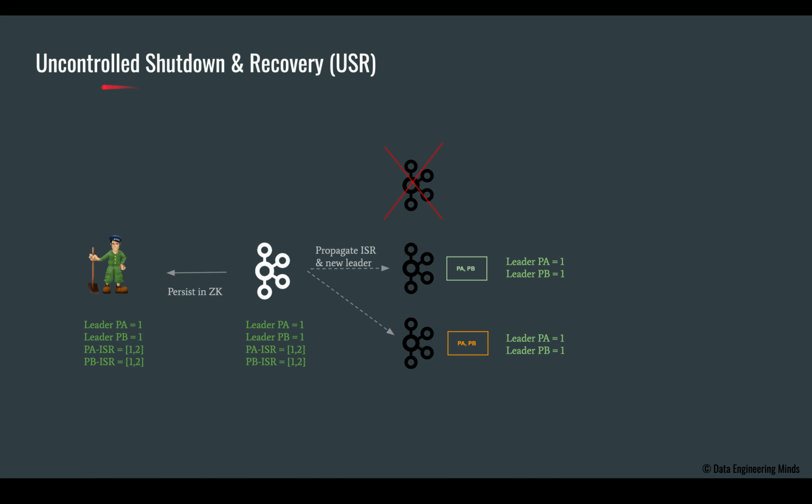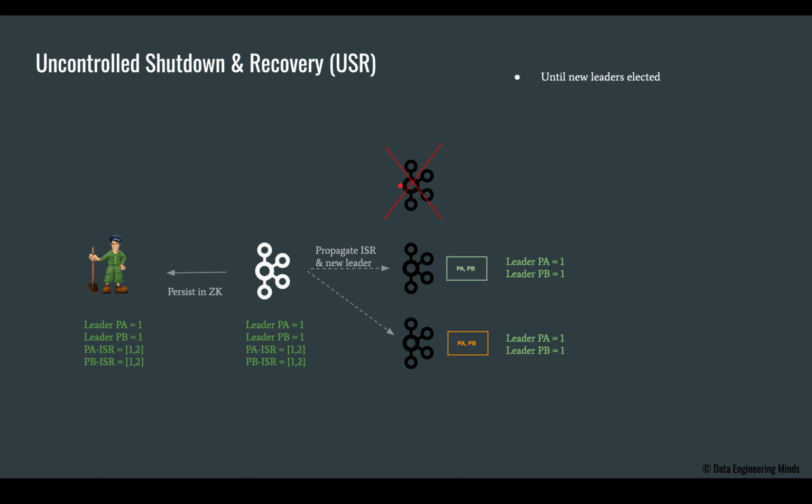The main difference between a controlled and uncontrolled shutdown is, in case of an uncontrolled shutdown, whenever a broker crashes abruptly, then the controller will be put under immense pressure to elect new leaders for all the impacted leader replicas that have been hosted on the crashed broker.